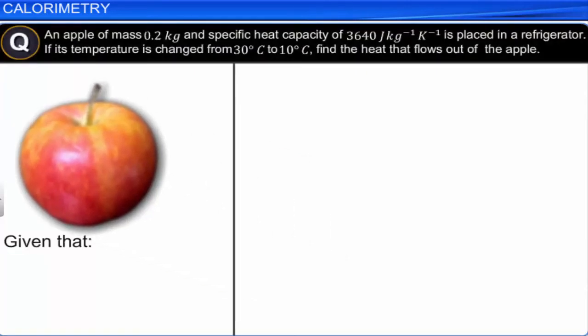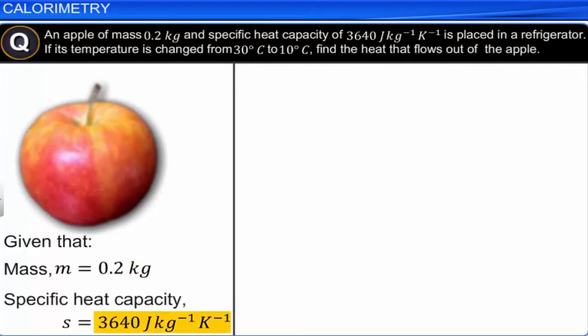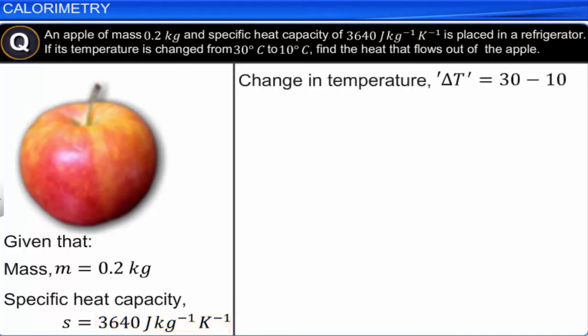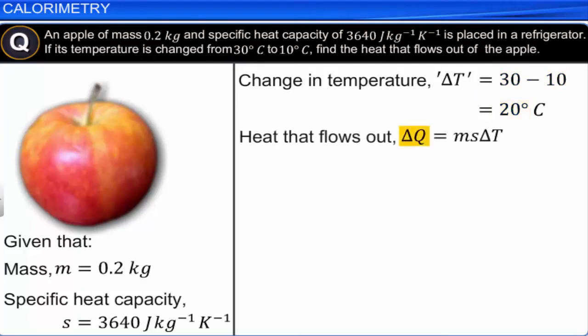Given that mass M equals 0.2 kilograms, specific heat capacity S is equal to 3640 joules per kilogram per Kelvin. Change in temperature ΔT is equal to 30 minus 10, which is equal to 20 degrees Celsius. Heat that flows out, ΔQ, is equal to the product of M, S and ΔT. Substituting these values and calculating, we get ΔQ equal to 14,560 joules.